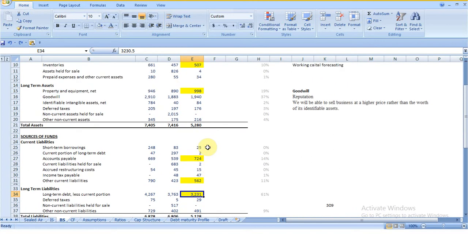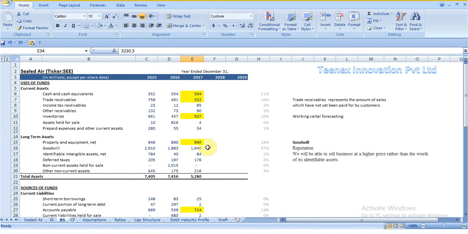Now, if we look at the asset side of the balance sheet, again, the balance sheet size is 5.2 billion, and the major part of the balance sheet comes from goodwill, property, plant and equipment, inventories, receivables, and cash. So, the company has a healthy balance of cash.